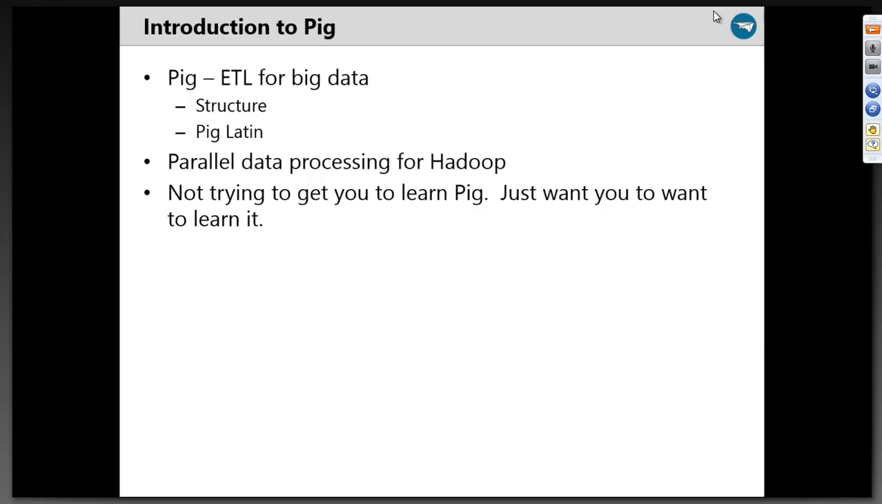So what is Pig then? Pig is an abstraction that sits over MapReduce. It's typically used for ETL processes. It looks an awful lot like SQL. It's used for parallel data processing for Hadoop. And I want you to know that I'm not trying to get you to learn Pig. I just want you to want to learn Pig, or to at least think that Pig is worth looking into.